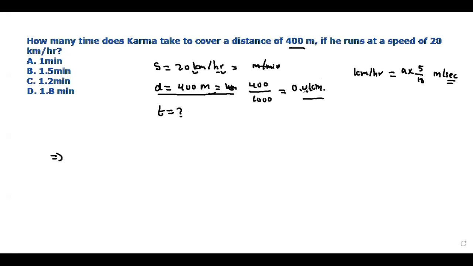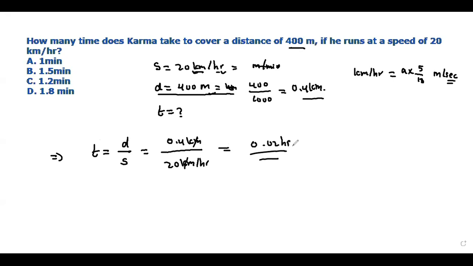So now check it. Distance is given as 0.4 kilometers, and speed is also in kilometers, so you can find the time. Time is distance divided by speed. So the distance is 0.4 kilometer divided by the speed of 20 kilometer per hour. The kilometers cancel, you will be left with 0.4 divided by 20, and you will get 0.02 hour. That is your answer, 0.02 hour.